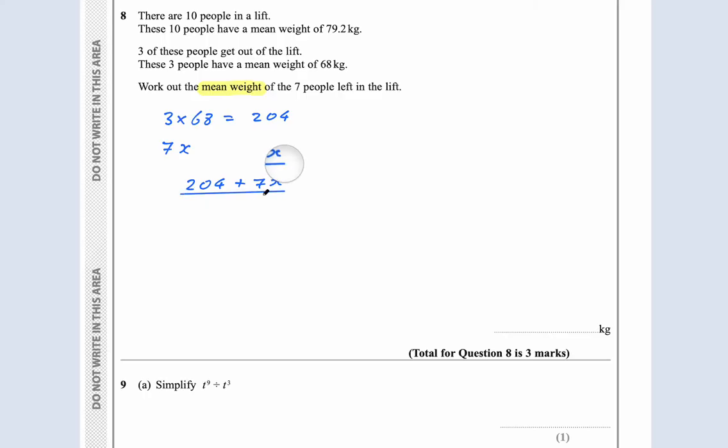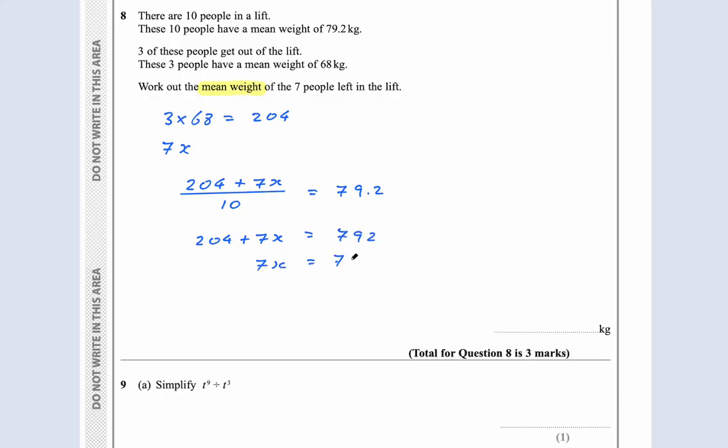I'm going to divide that by 10 to get the mean. So the total weight divided by 10 gives me the mean weight, which we know is 79.2. So actually the lighter people got off, and some heavier people stayed on. So I just need to solve this equation. I can multiply by 10. 204 plus 7x equals 79.2 times 10, which is 792.